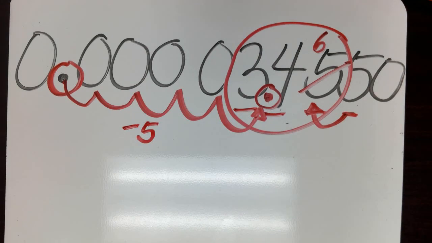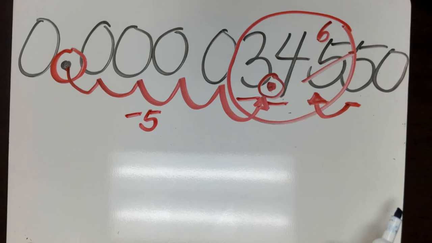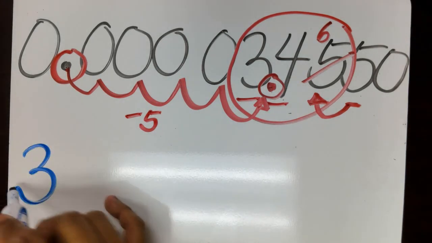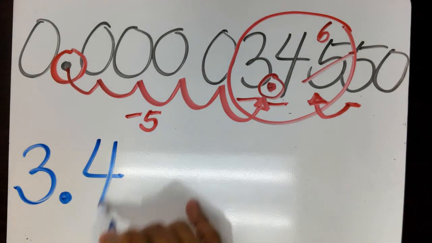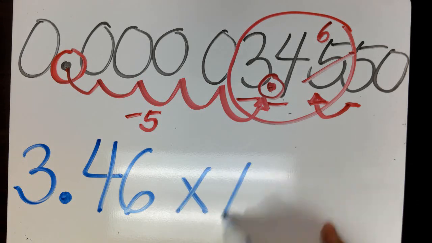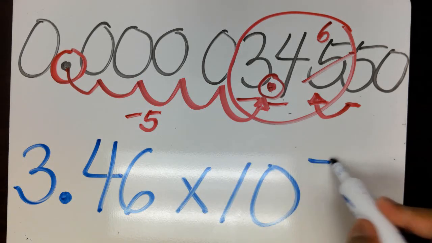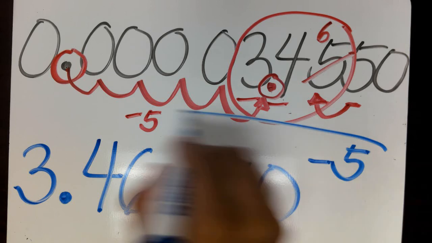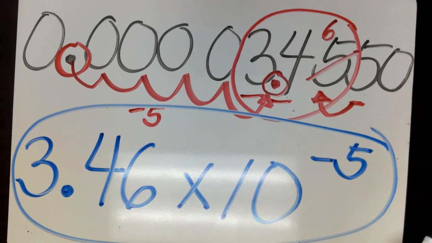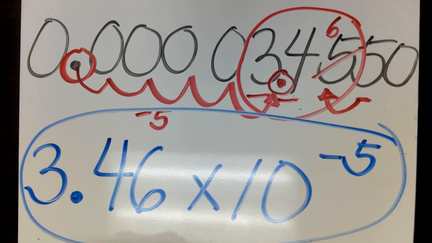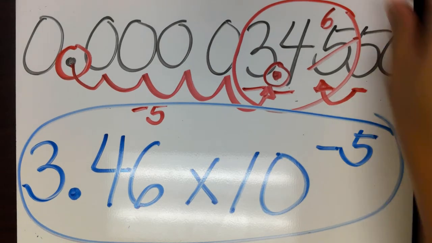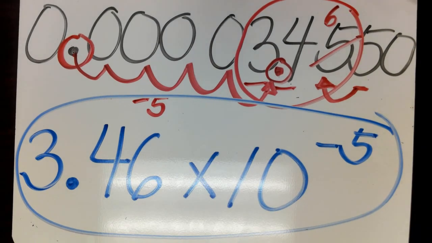Now we are ready to write our final scientific notation. It's going to be 3.46 times 10 to the negative 5. And that is the final answer to number 4. I hope that with this many examples, you are able to master the writing of scientific notation.